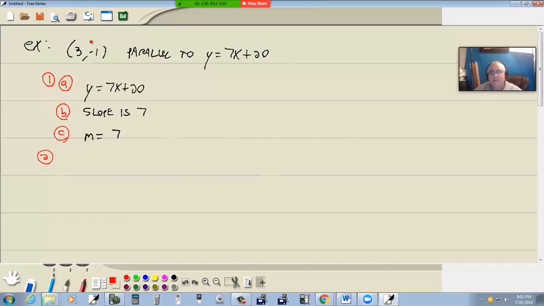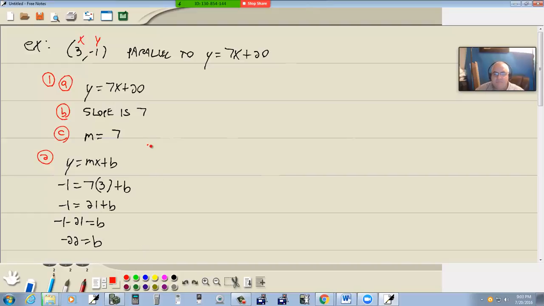Step 2, we want to plug in the given point for x and y. Now up here, again, they give us a point, so they're giving us the x and giving us a y. So I'll plug -1 in for the y. M we just said was 7 times x, which is 3, plus b. And then we want to solve for b. 7 times 3 is 21 plus b. Take 21 over, becomes a -21. And you get b is equal to -22.